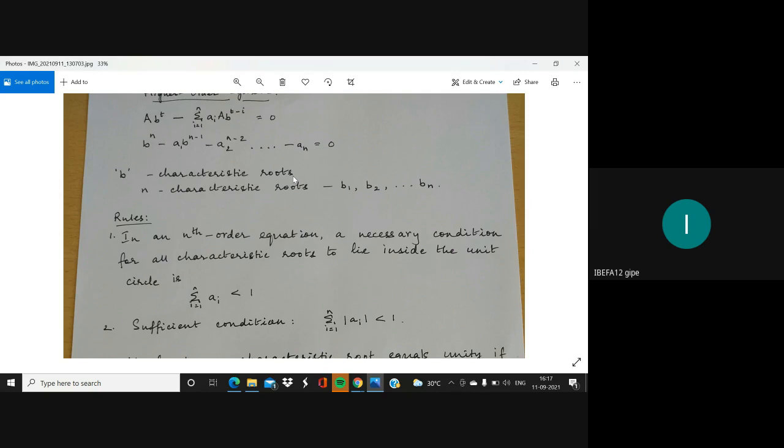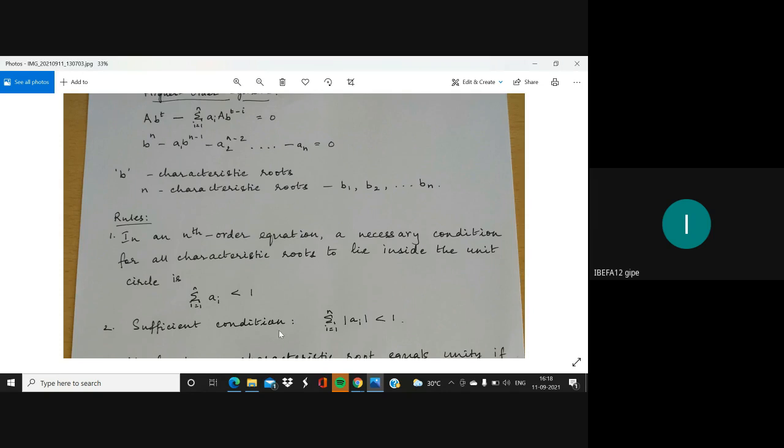So generally some software is used to find all the characteristic roots, but that is still too cumbersome, and generally people don't do this; they don't even use software. So there are some simple rules of thumb you can use to find out if all the characteristic roots lie within the unit circle. In an nth order equation, a necessary condition for all characteristic roots to lie inside the unit circle is that the sum of all the autoregressive coefficients has to be less than 1.